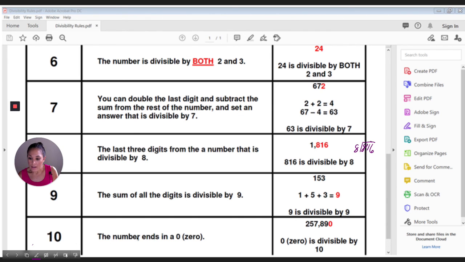And 10, a number is divisible by 10. It's probably one of the easier ones to remember when the number ends in 0. So 257,890 is divisible by 10. I highly encourage you to memorize these rules. This is going to save you when it comes to dividing large numbers, and you're going to need to use it for prime factorization.